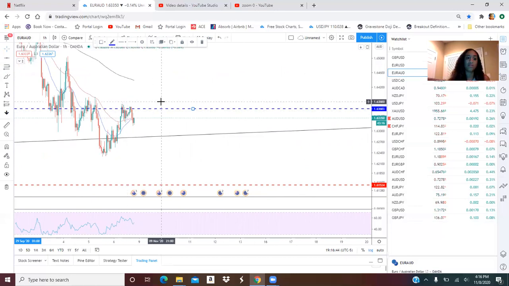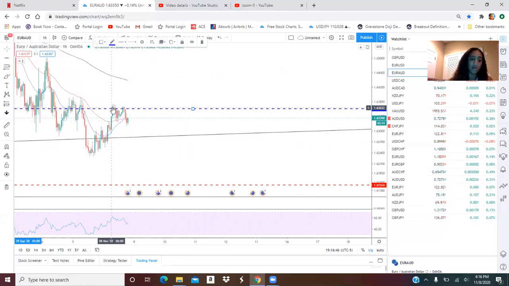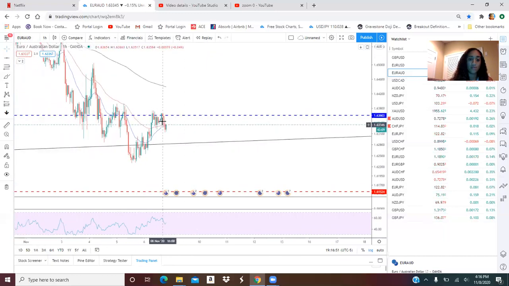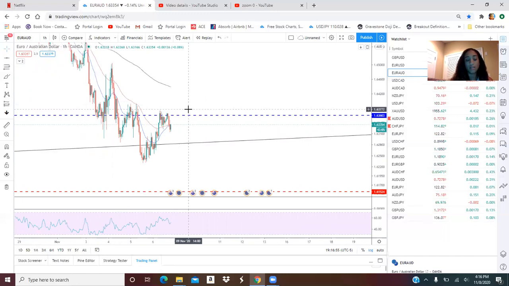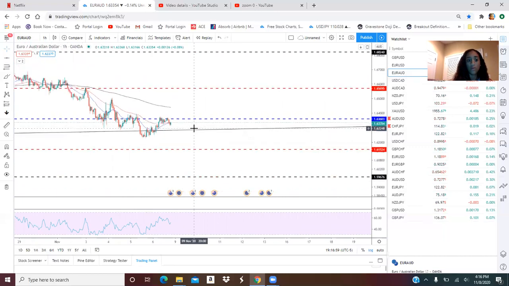You pretty much missed the best opportunity for a sell because it did a double top right here. That would have been the perfect opportunity. If it comes back up to this level, then that's a possible sell, and you could sell it down to this trend line. You're on the 1 hour.